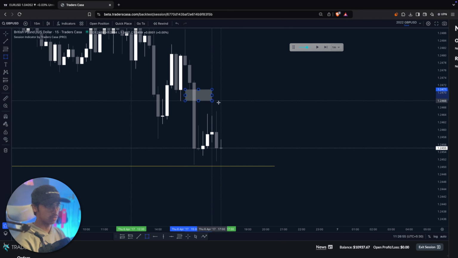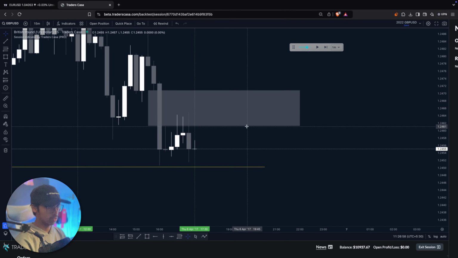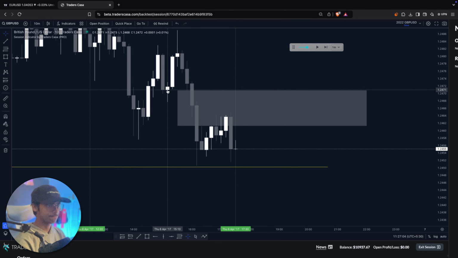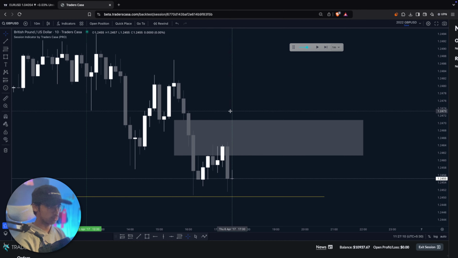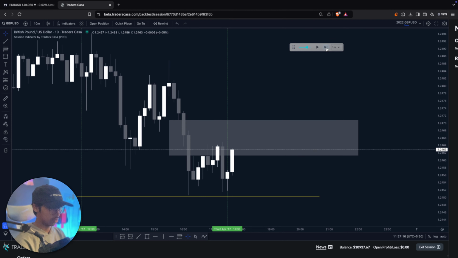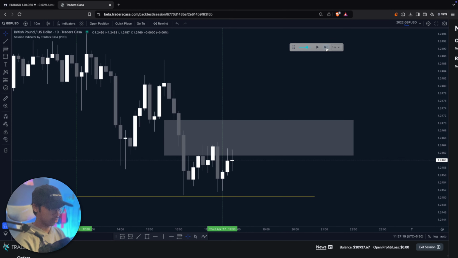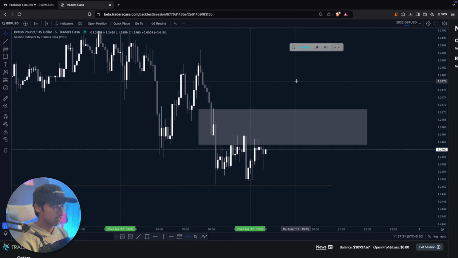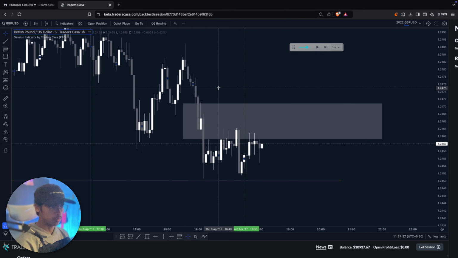Higher time frame fair value gap. Block. Okay, so it's 46.13. The price is rejecting below this particular order block. Okay, and the order block is trying to keep the price below this point.